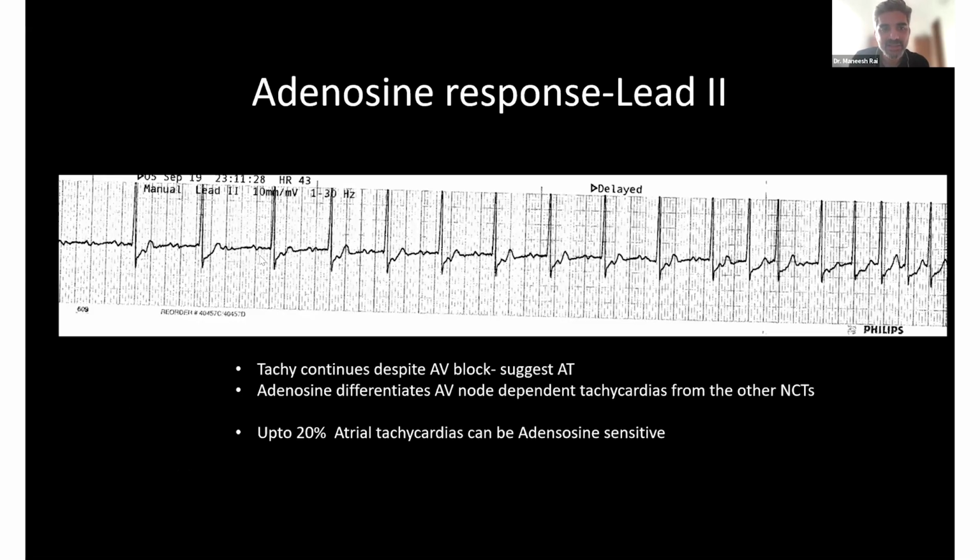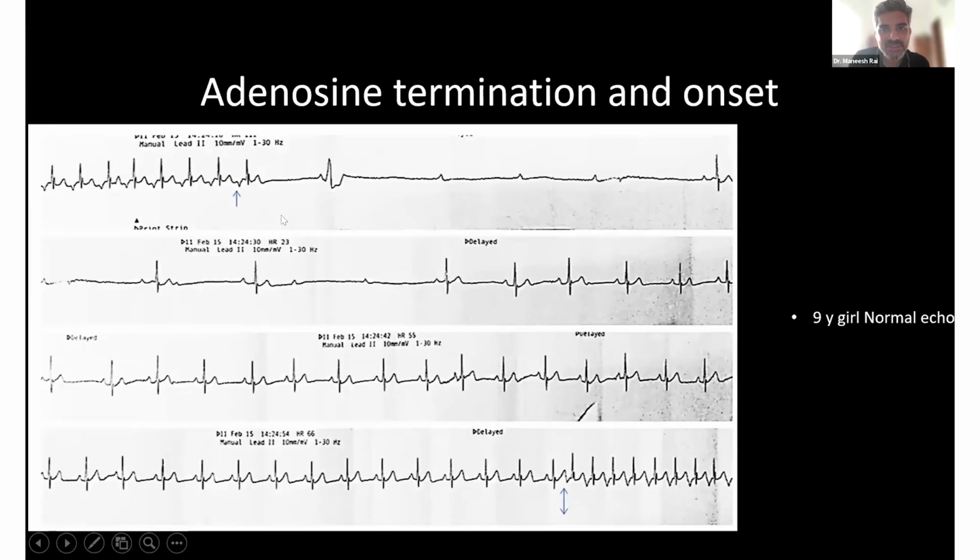So this is an atrial tachycardia. When you give adenosine, the tachycardia is unaffected and you can see the P waves running independently, but the ventricular rate being slowed down. So this is another atrial tachycardia which terminates with adenosine.